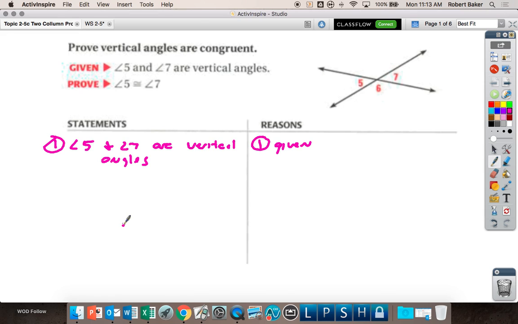Okay, so 5 and 7 are vertical angles, given. Alright? Not everybody at once, please raise your hands. What do you see up there? Or what can you talk about up there?